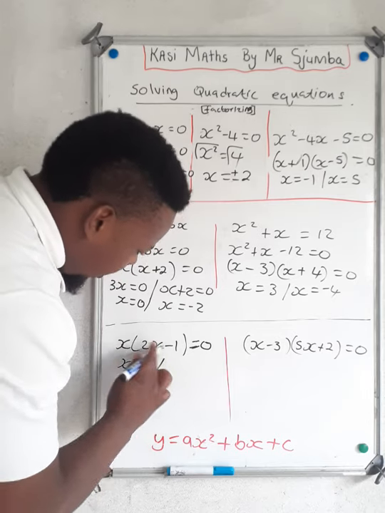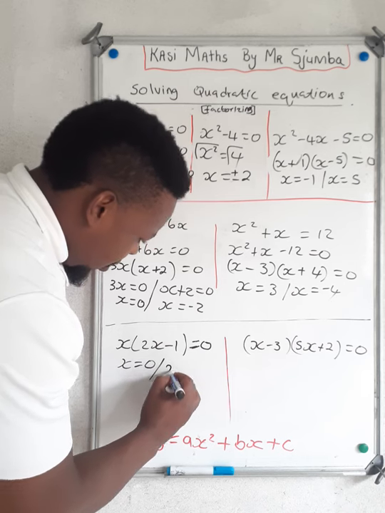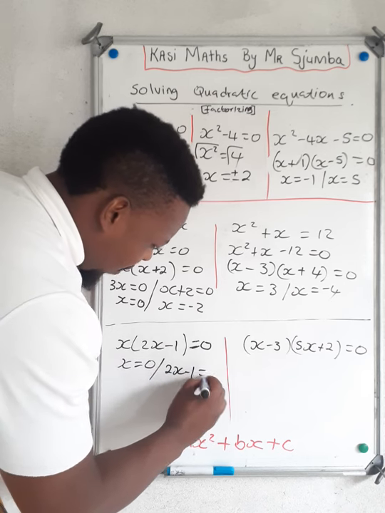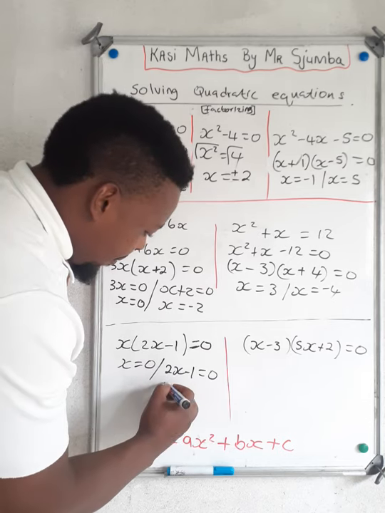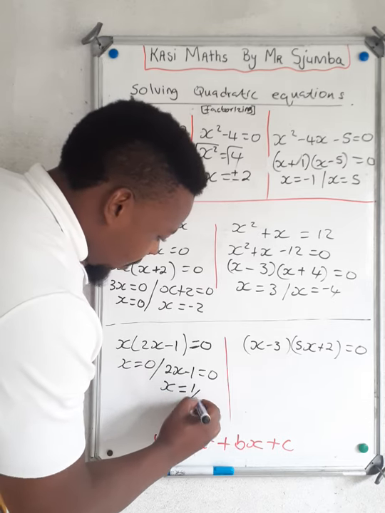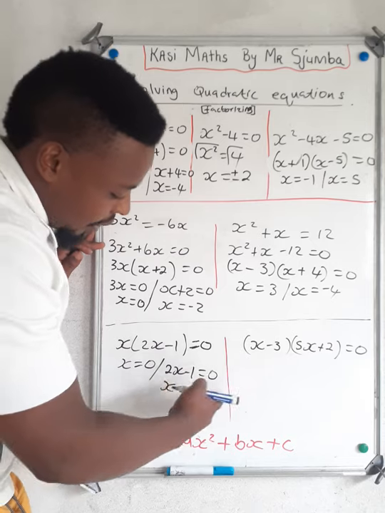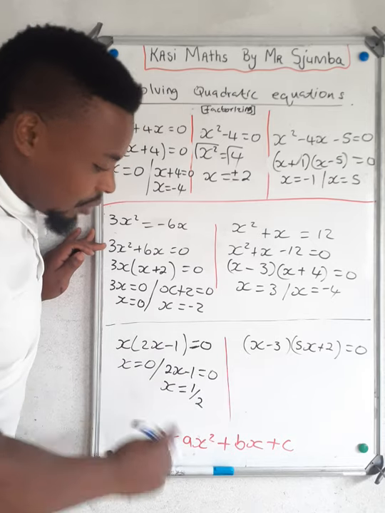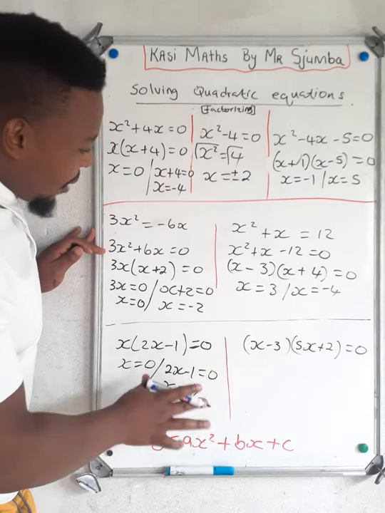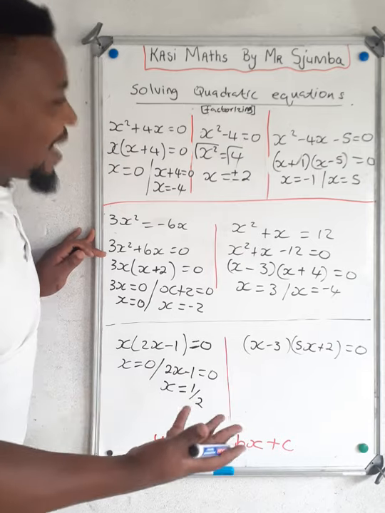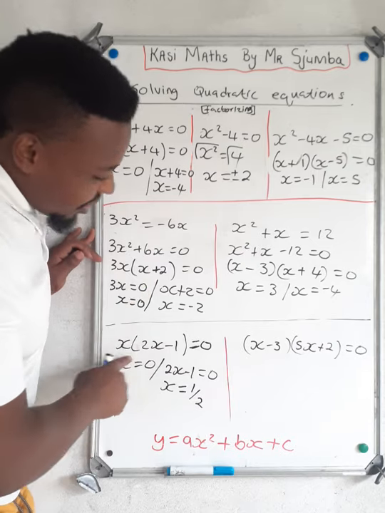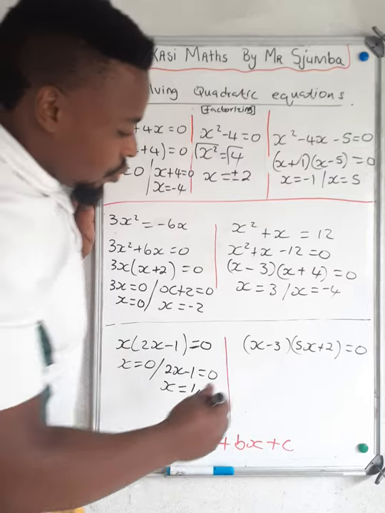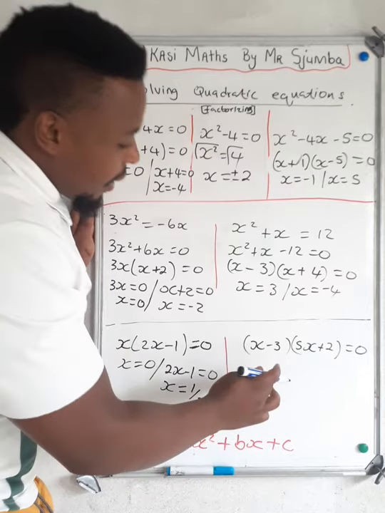x equals to 0, and then on this side 2x minus 1 now equates to 0. Here it's done: x equals to 1 over 2. Take 1 over this, then divide by 2, right? So we are done. It is simple when it is like this, there's no need to continue and do other things.